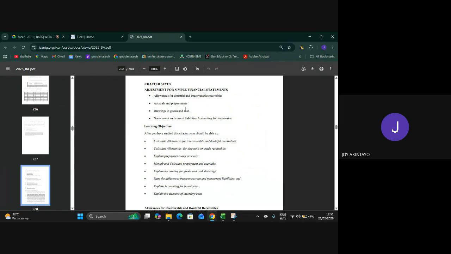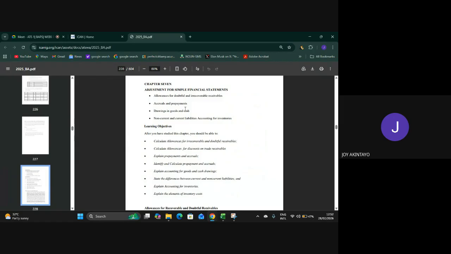So now, how do we account for this? We debit our prepaid expenses. For expenses, we debit our prepaid expenses, then we credit our expenses account. Yes, we credit our expenses account because the money paid is not for the actual period.